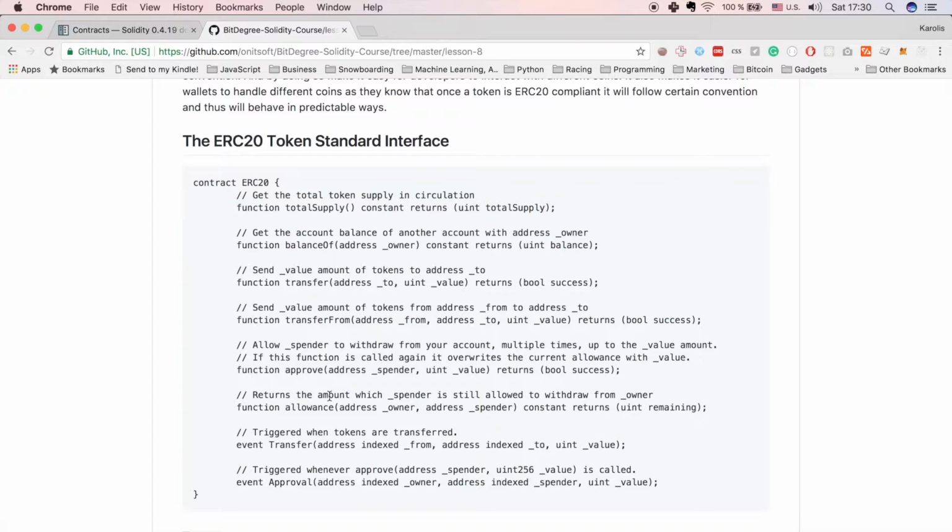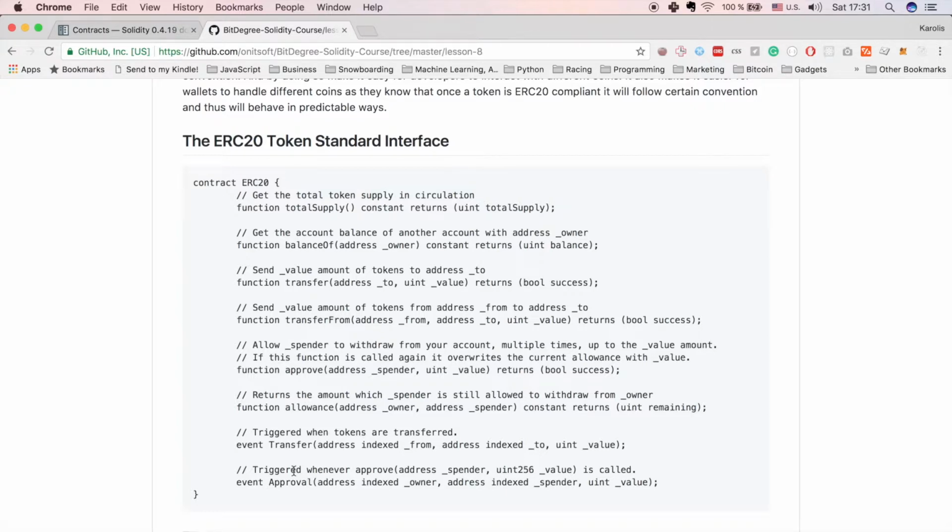The final function to implement is allowance, which returns the amount which the spender is still allowed to withdraw from the owner. Then we have two events that we need to implement, and the first one is triggered when tokens are transferred. The parameters are the address which called this transfer, then the address to which the tokens were transferred, and the value, which is the amount which was sent.